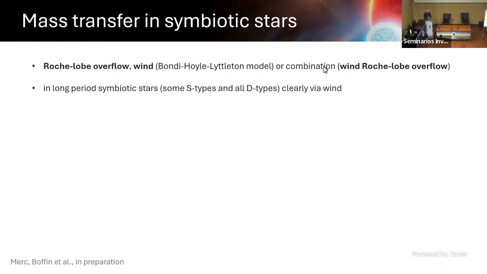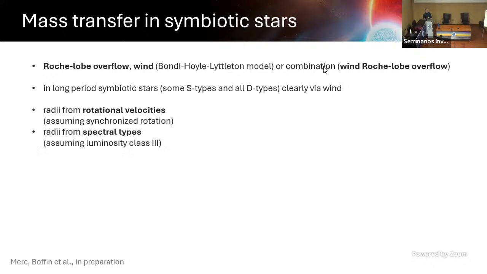But what is the dominant mechanism, especially in the short period symbiotic stars? It can also be some kind of combination that was proposed, like wind Roche lobe overflow. So it's not the giant that is filling the Roche lobe, but a wind which is then focused towards the companion. The problem is that when people asked this question in the past, they obtained the radii from rotational velocities, assuming synchronized rotation, or from spectral types, assuming luminosity class 3, because we have giants.